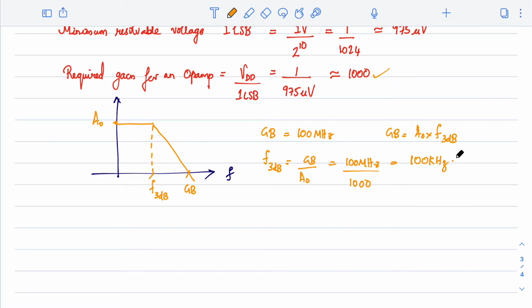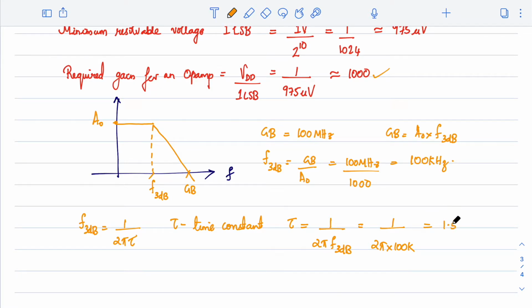Now till now we did not talk about the time domain aspect, right? But now when you have a 3 dB bandwidth of 100 kilohertz, we know that 3 dB bandwidth is equal to 1 by 2 pi RC, which can be written as 1 by 2 pi tau, where tau is the time constant of the circuit. If I want to get the value of tau from this 3 dB frequency, I can write it as 1 by 2 pi into 100 kilohertz, which gives a value very close to 1.59 microseconds, right?